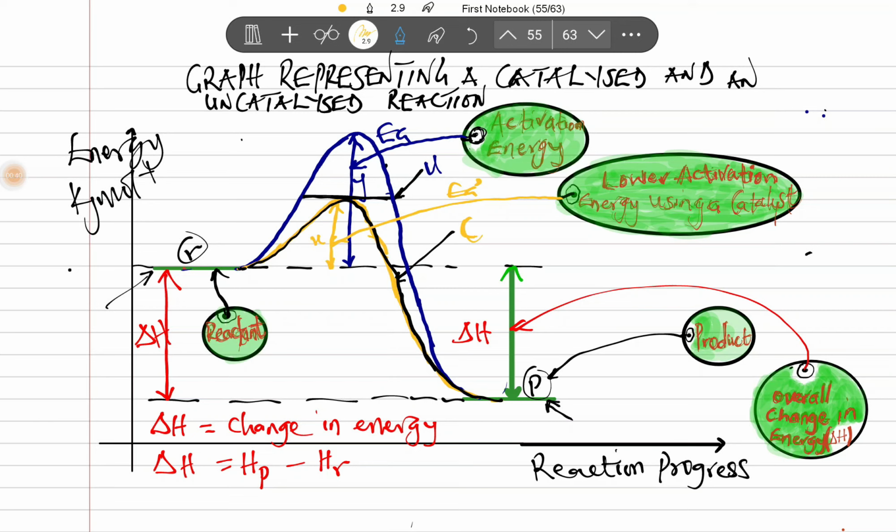By creating an alternate reaction pathway, this is the alternate reaction pathway, which leads to a higher proportion of successful collisions and results in an increase in the rate of reaction.